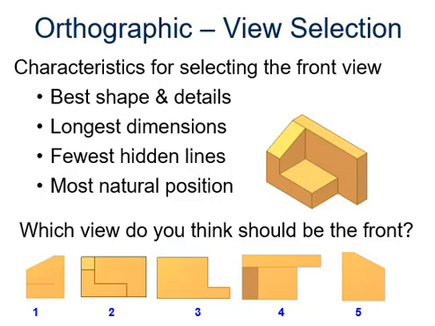And now we'll talk about the orthographic view selection. Finding the best view of a part can sometimes be difficult. It might seem like 2 or more sides could be the best choice for the front view. So what you want to consider are these 4 main details when selecting the front view. First, which side shows the best shape or details of the object? Which side shows the longest dimensions of the object? And which side shows the fewest hidden lines? Finally, which side shows the most natural position of how the object would be used?